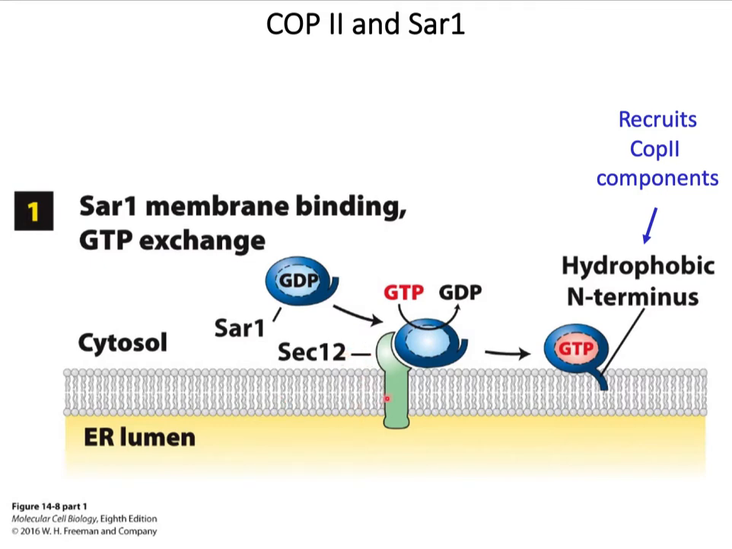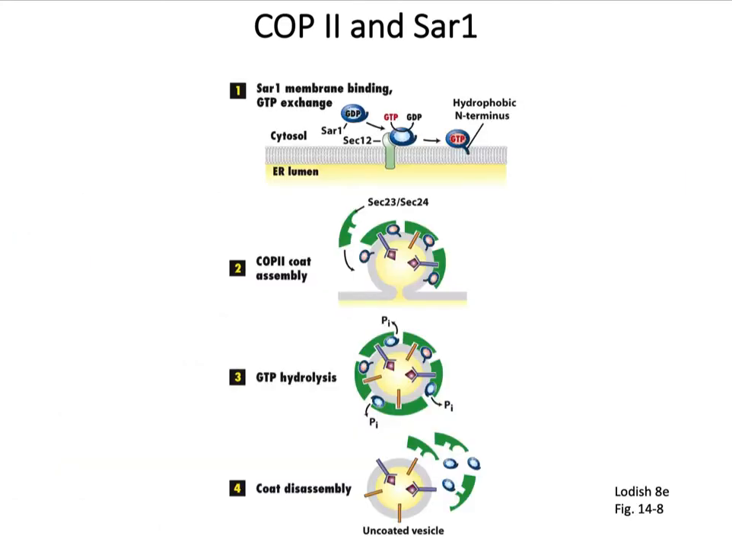So when it encounters the SEC12, you get an exchange of the GDP for GTP. So now SAR1 is bound to GTP. When that happens, its hydrophobic N-terminus is exposed and it becomes membrane associated. It binds to the membrane. It is the SAR1 that recruits the components of COP2. So this is responsible for adding all the COP2 components that we are going to see.